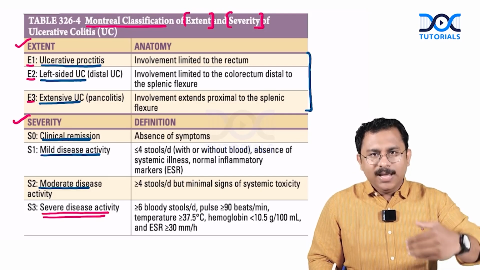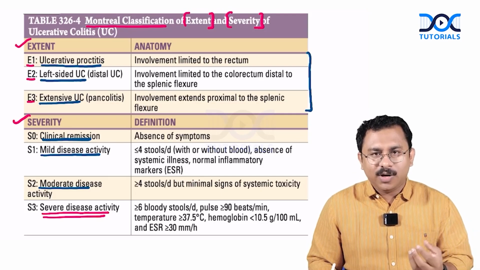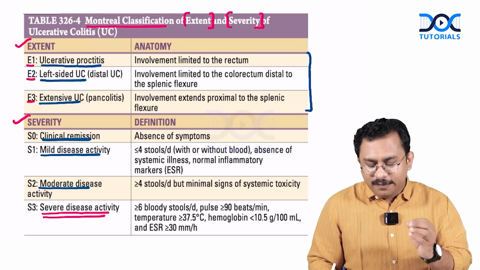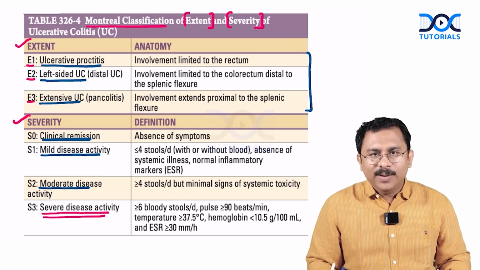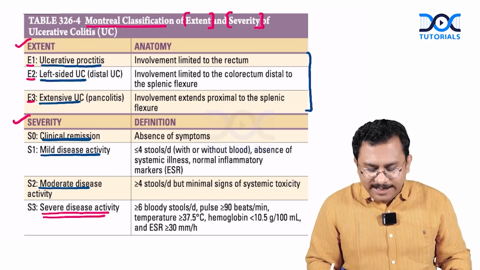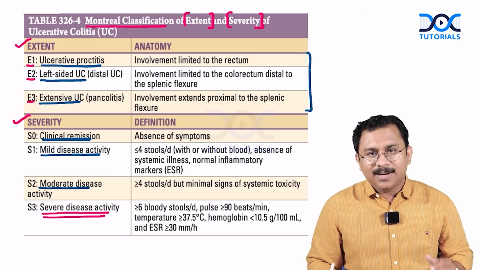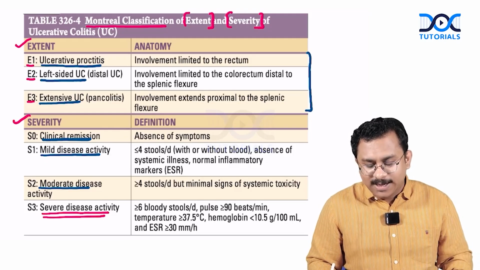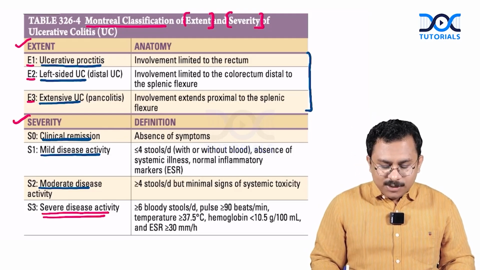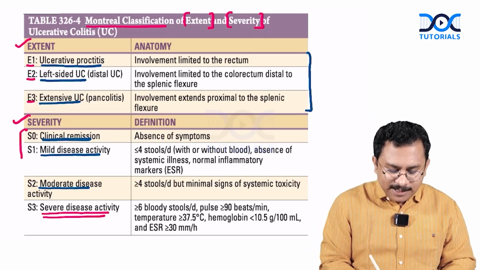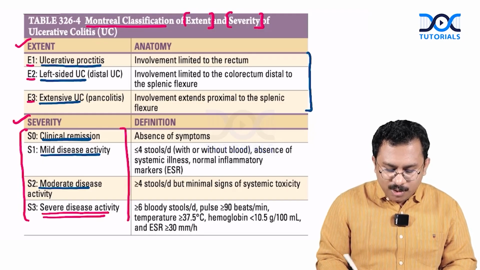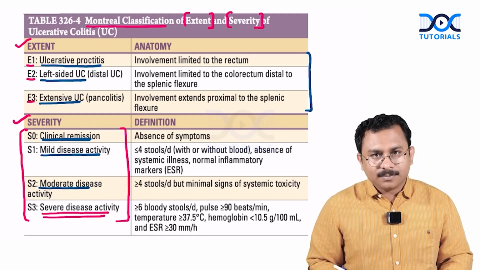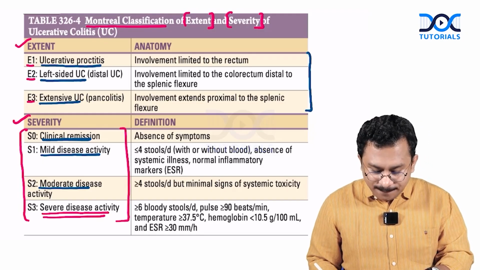Okay, so slightly on the upper side, temperature more than or equal to 37.5 degrees Celsius, hemoglobin less than 10.5 gram per deciliter, and ESR again on the higher side, more than or equal to 30. So based on that, you can categorize from S0 to S3. Okay, so that is also clear, right?